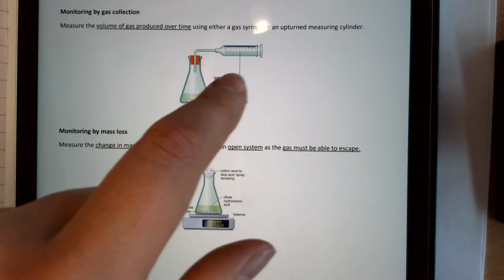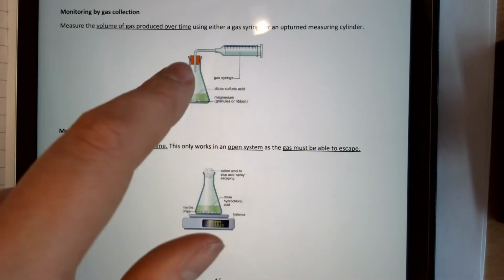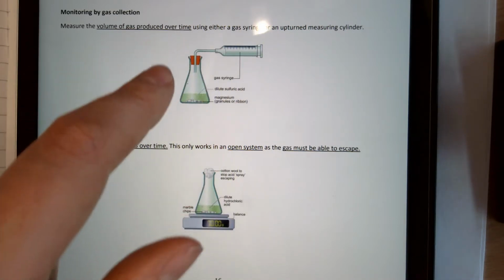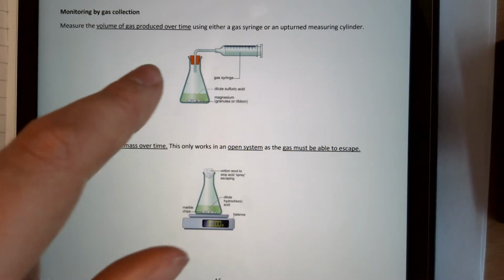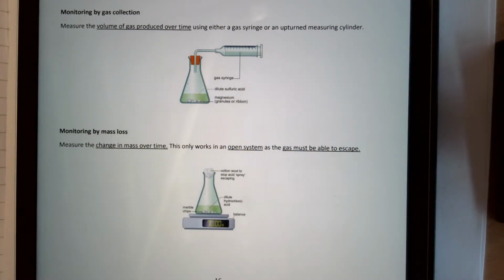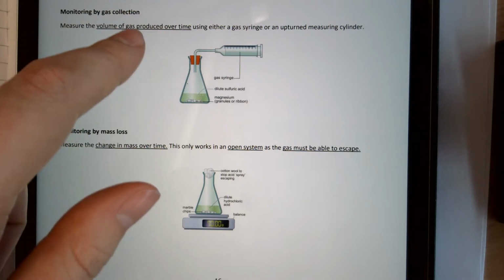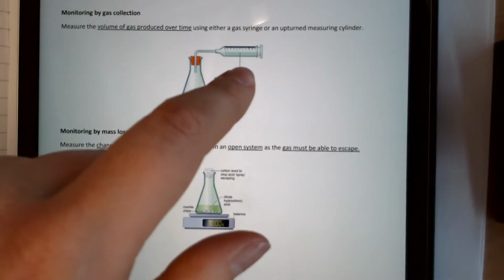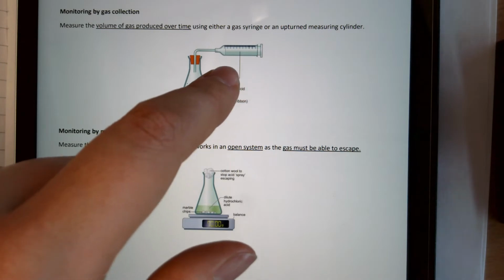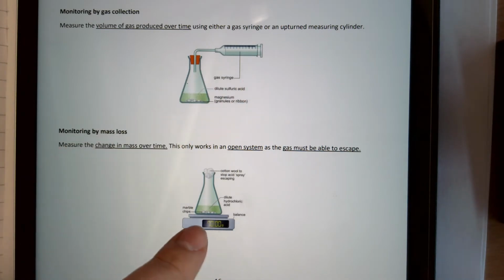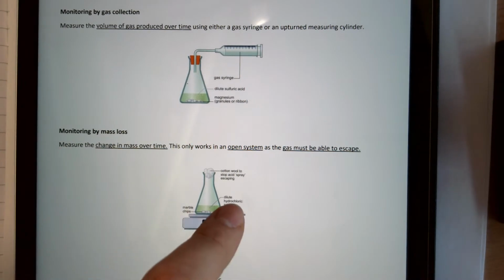I need to see how quickly that gas is being formed, so I need to have a stopwatch, and I need to record the volume of gas at regular intervals. So at 30 seconds, how much gas do I have? At 60, at 90, and so on. If you don't record the time, you're only going to be able to record volume, and that's not enough to calculate rate.